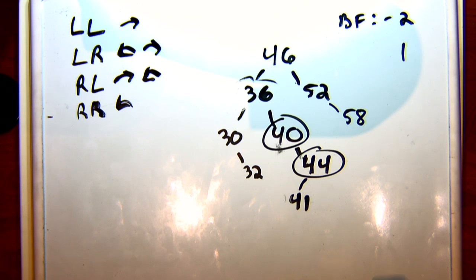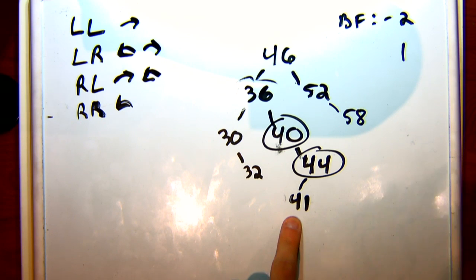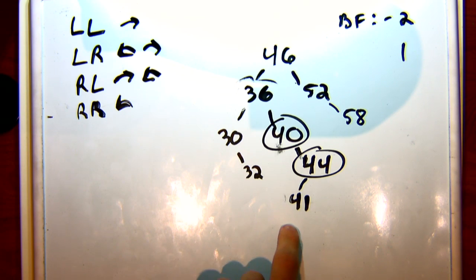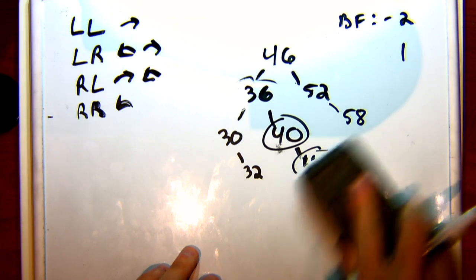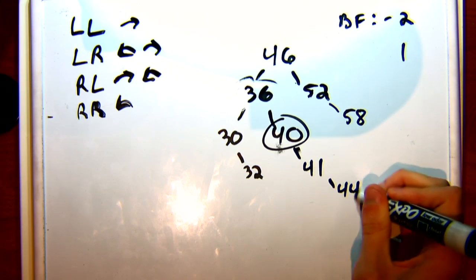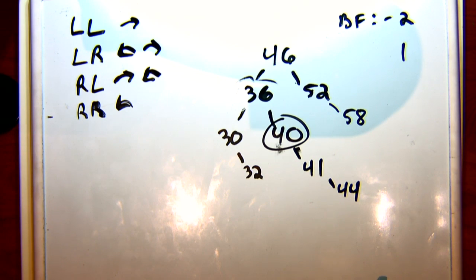So if we rotate 44 right, it's that same thing. We're going to pull 41 up, the thing that was to the left, and 44 is going to fall to the right, and whatever was to the left of 41 is going to fall to the left, but there's nothing there, so it's just going to jump up there. And now we're going to see this.